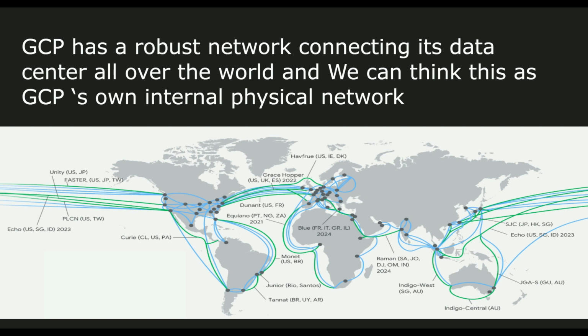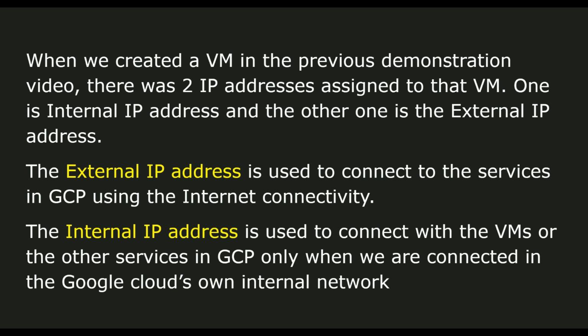So when we created a virtual machine in our previous demonstration video, we could see there are two IP addresses assigned to the VM, right? One is the internal IP address and the other one is the external IP address. In networking terms, we can define one as the private IP address and the other as the public IP address.